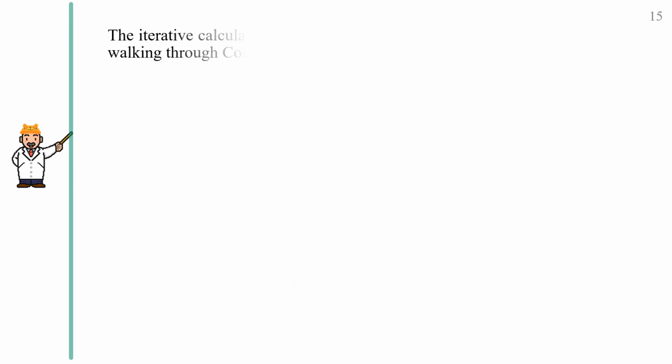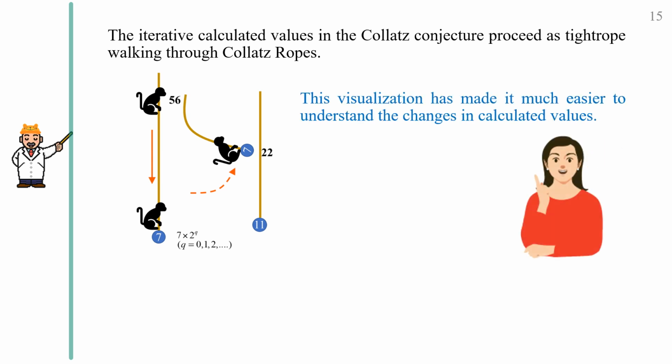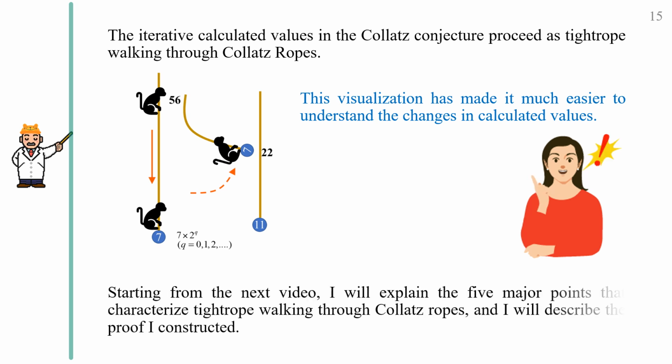The iterative calculated values in the Collatz conjecture proceed as tightrope walking through Collatz ropes. This visualization has made it much easier to understand the changes in calculated values. Starting from the next video, I will explain the 5 major points that characterize tightrope walking through Collatz ropes, and I will describe the proof I constructed.